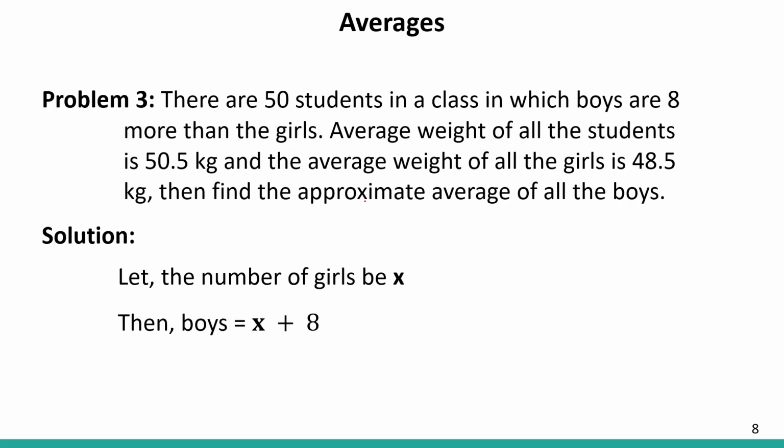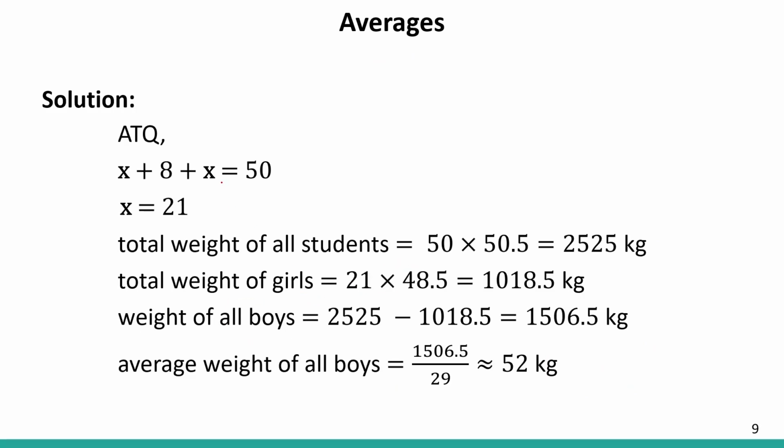So let's see the step-by-step solution. Let the number of girls be x. So the number of boys is equal to x plus 8. So their addition is equal to 50 according to the question. So x is equal to 21 and the number of boys is equal to 29, because 21 plus 8 is 29.